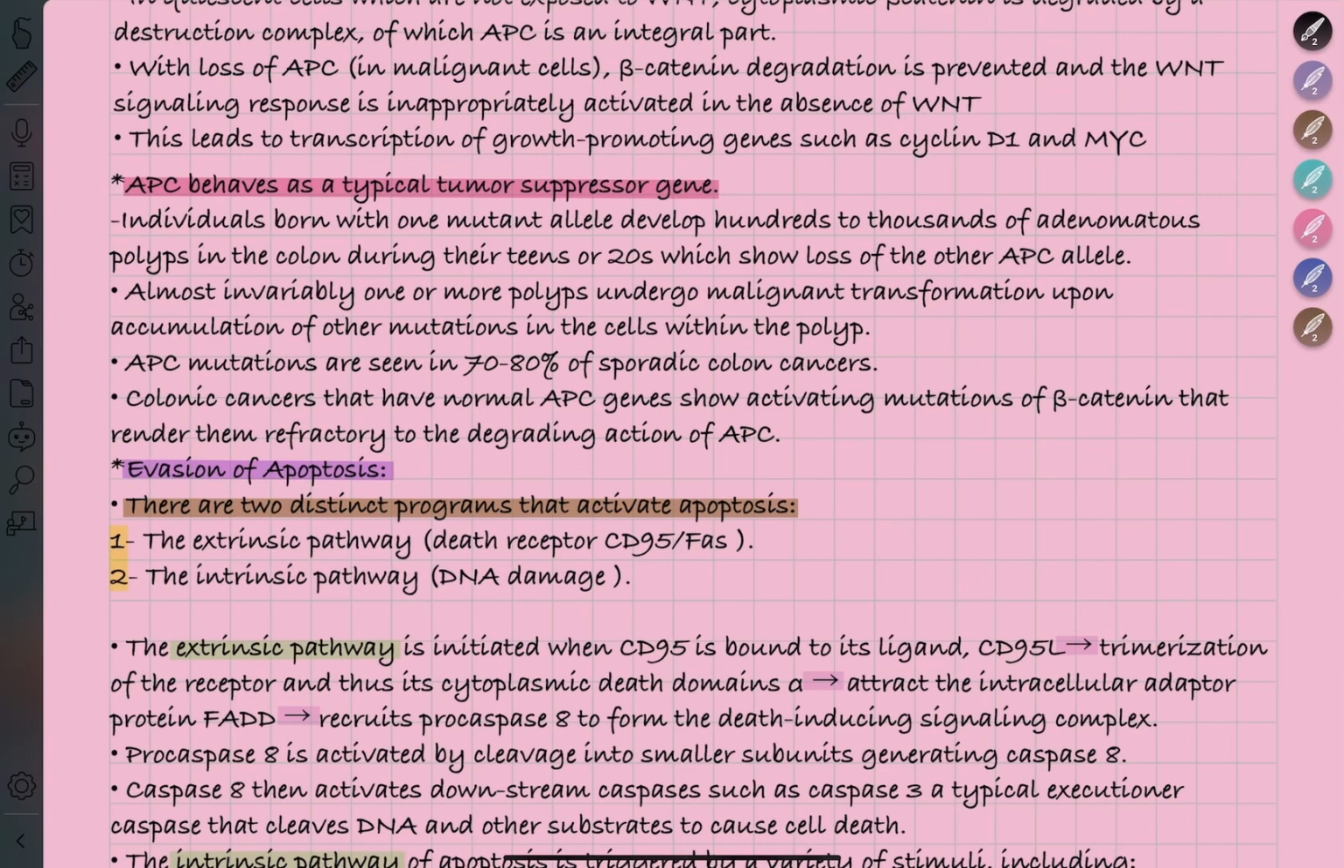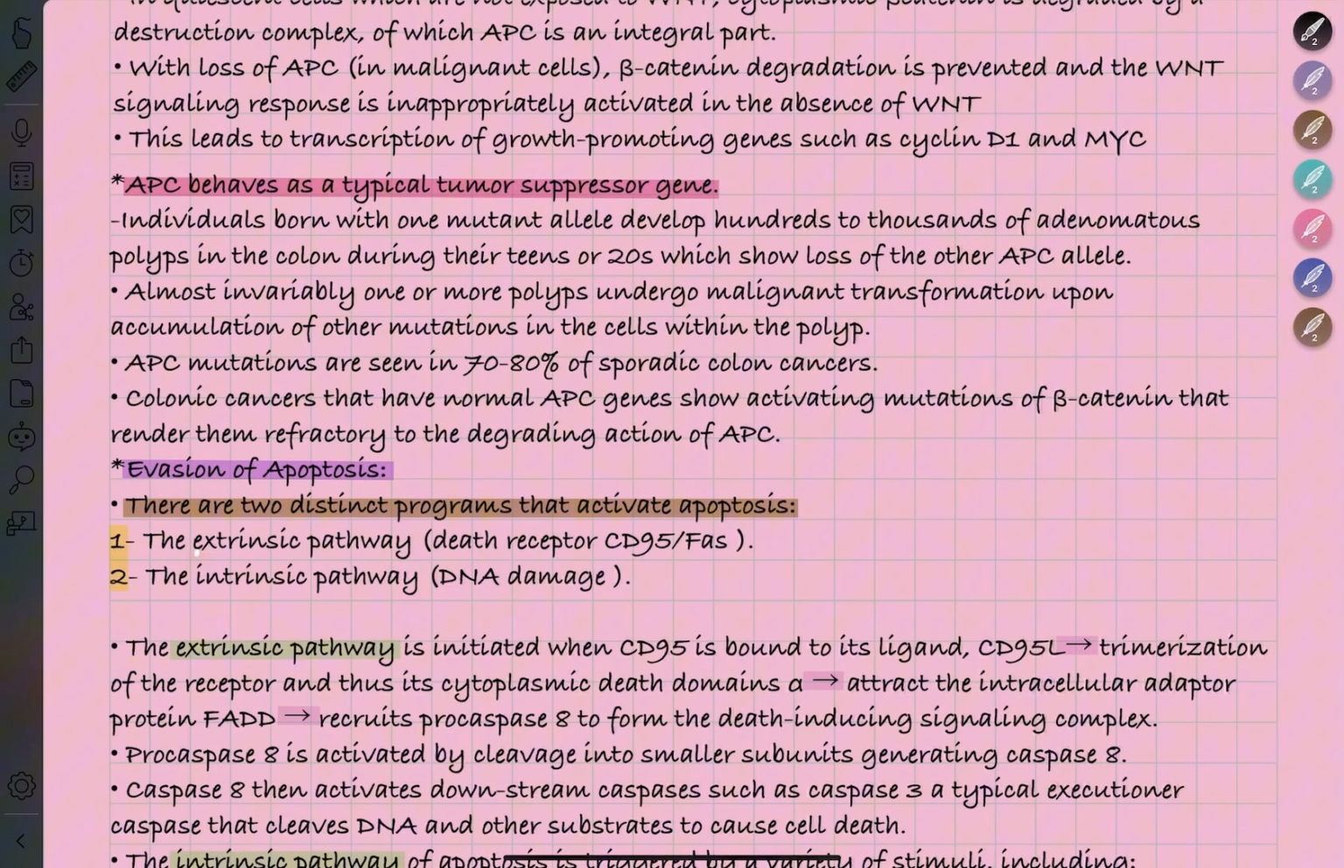Okay. What about the evasion of apoptosis? Let's know what apoptosis is first. There are two distinct programs that activate apoptosis. You have the extrinsic pathway and the intrinsic pathway. Extrinsic, from the outside, a signal arrived. Intrinsic pathway, something from the inside of the cell. Something is wrong internally. What is wrong internally? DNA. That's the whole story.